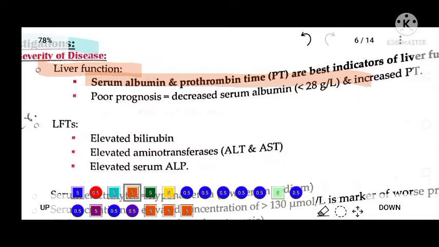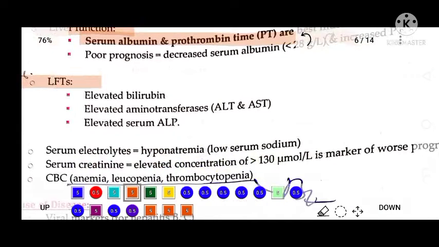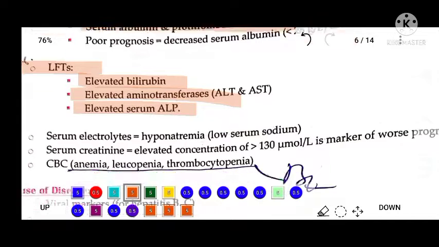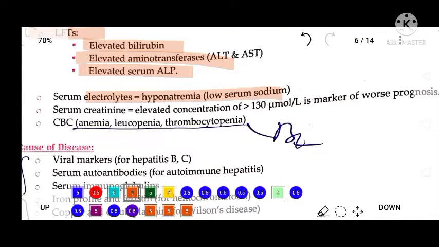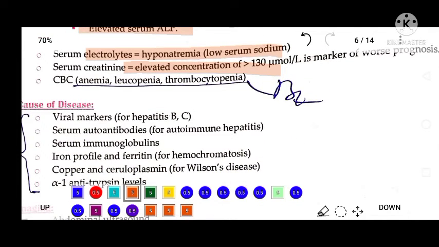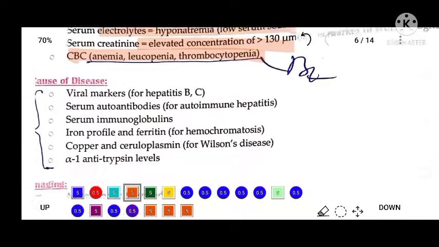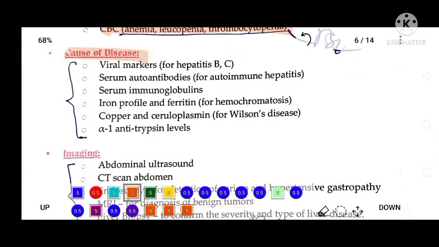like serum albumin, PT, INR should be measured. LFT shows elevated bilirubin, elevated AST, ALT, and serum ALP will be elevated. In electrolyte assessment, there will be hyponatremia and elevated creatinine concentration, and CBC shows anemia, leukopenia, thrombocytopenia.